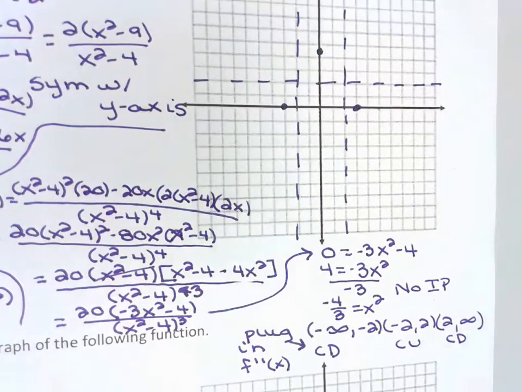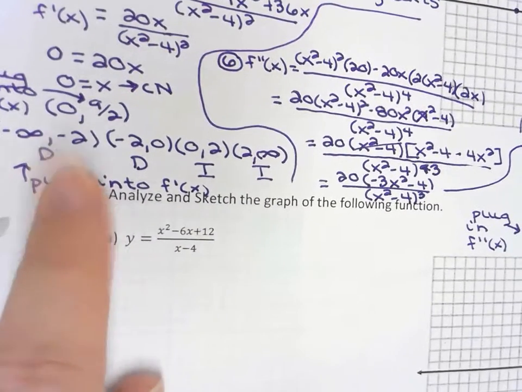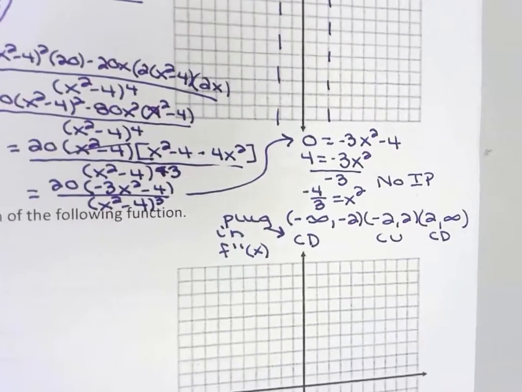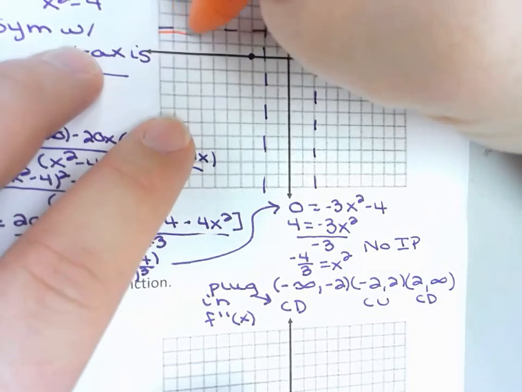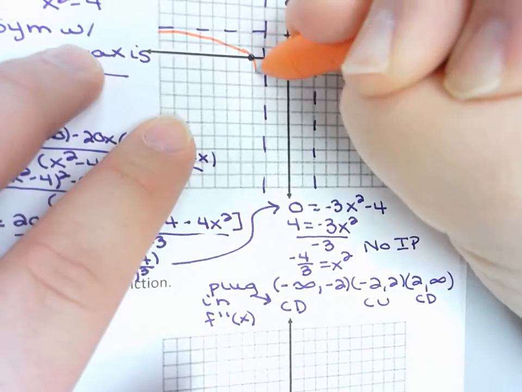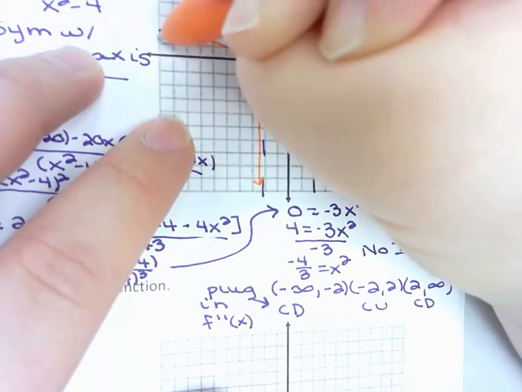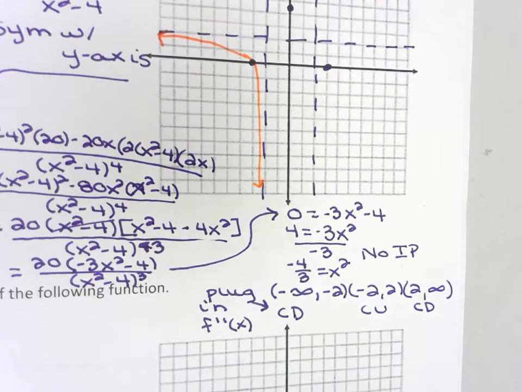From negative infinity to negative 2, I have the x-intercept there, so I know it has to go through the x-intercept. From negative infinity to negative 2, I am decreasing, and I am concave down. So it has to go through that point, and it's approaching those asymptotes. I am decreasing, and I also am concaving down. I have kind of a frowny face curve.